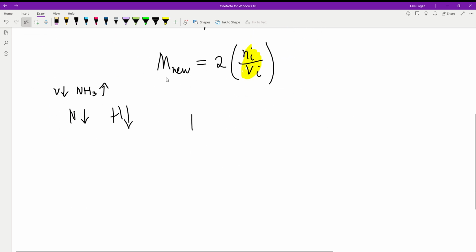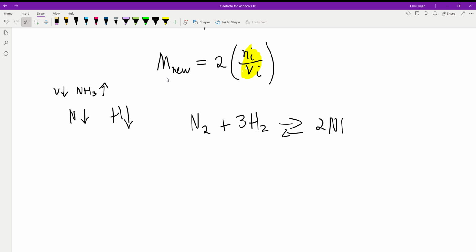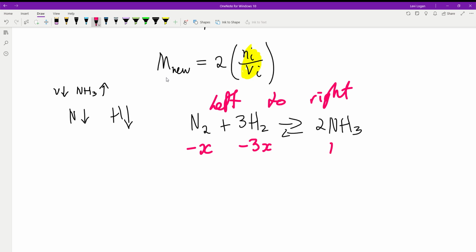So let's look at this equation here. So nitrogen plus 3 hydrogen produces, what, 2 ammonia? Okay. So here, because it's shifting from left to right, it's going to subtract a quantity from the nitrogen. It's going to subtract 3 of that same quantity from the hydrogen, because they're ratios, because it's stoichiometry. And it's going to add 2 of that same quantity to the ammonia.